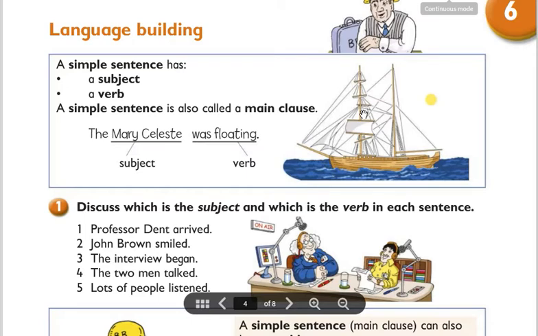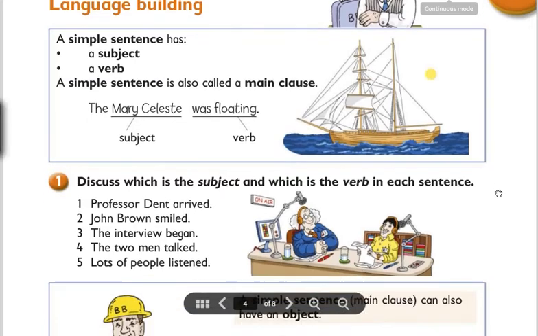A simple sentence has a verb and a subject. A simple sentence is also called a main clause. The subject here is the Mary Celeste, and the verb is was found. A simple sentence should have a subject and a verb.